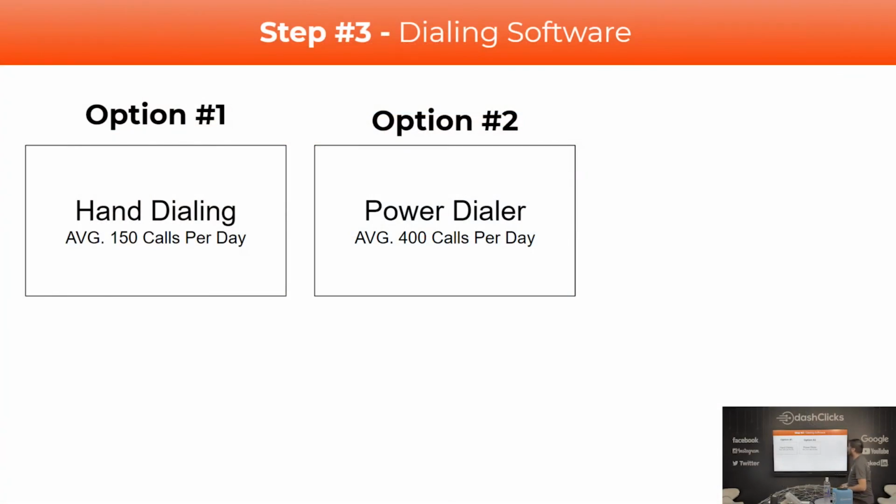On average. Number two, well, if you take your list and then you upload that list to a power dialer, you can make 400 calls per day on average, okay?